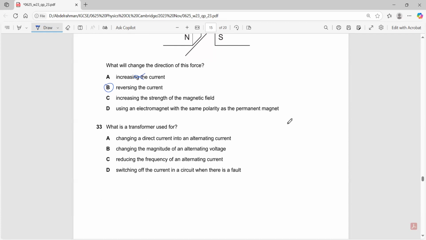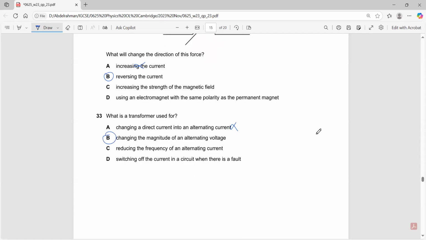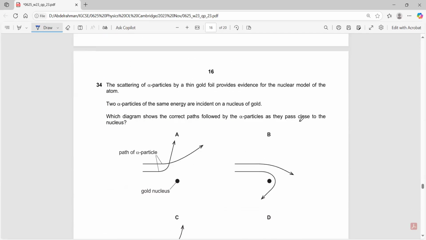What is a transformer used for? Transformers, they are used for what? Changing direct current, no, that is a diode. Changing the magnitude of an alternating voltage. Yes, you can change the magnitude, increasing it or decreasing it using a step up or a step down transformer.